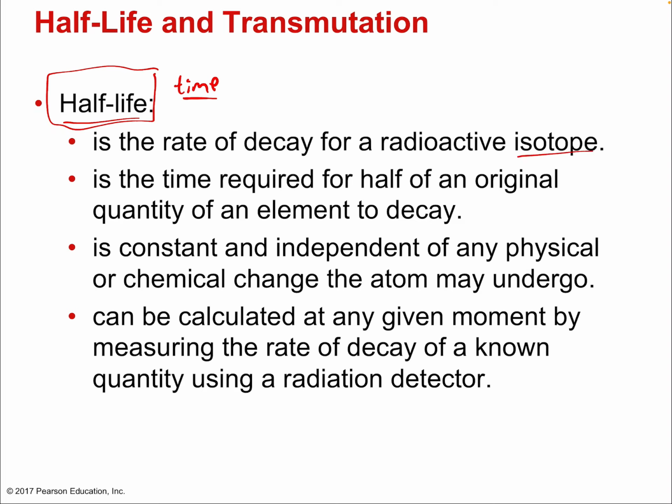It is the time required for half an original quantity of an element to decay into something else, and it is constant and independent of any physical or chemical change the atom may undergo. So like heating it up, or exposing it to a lot of light, or putting it in a chemical solution. None of those are going to affect it because it's happening inside the nucleus. It's so internal inside the atom that everything that's happening outside doesn't affect it. Okay, which is great scientifically speaking, because you have an independent process. Okay. And it can be calculated at any given moment by measuring the rate of decay of a known quantity using a radiation detector. Okay, that's how many particles are being emitted per amount of time.